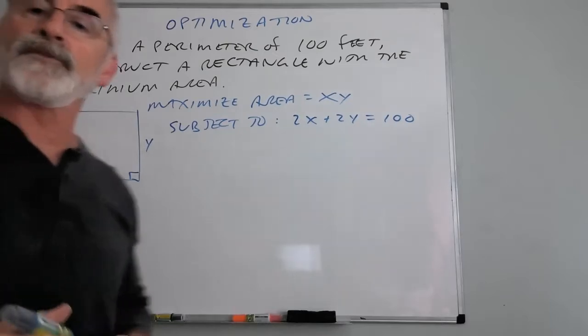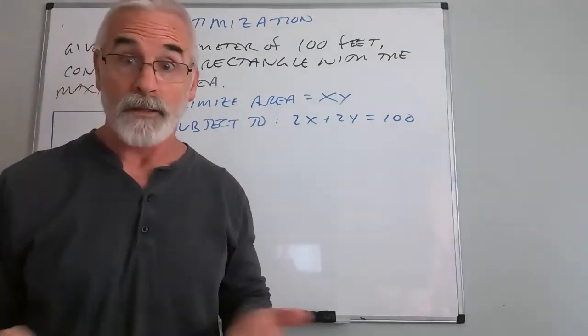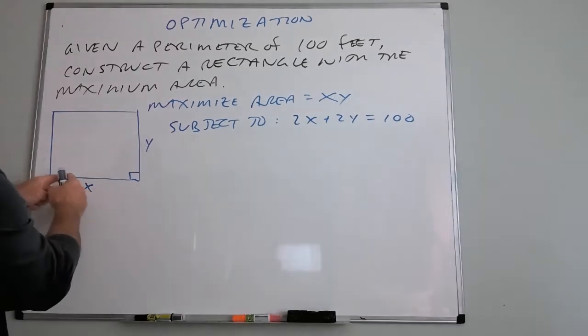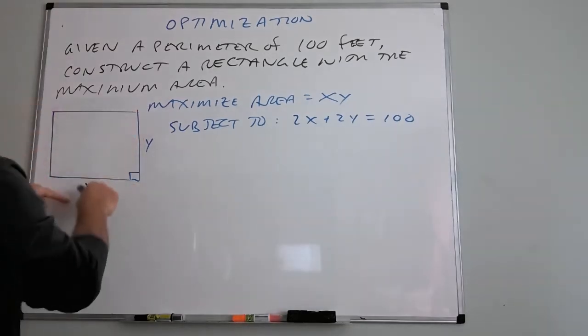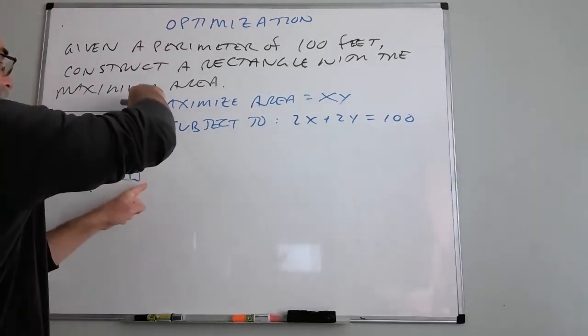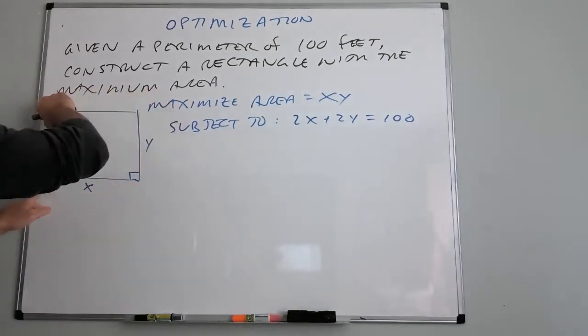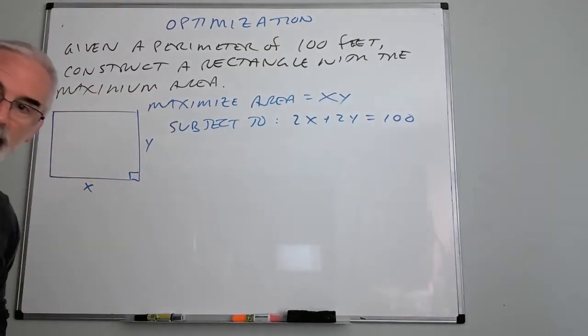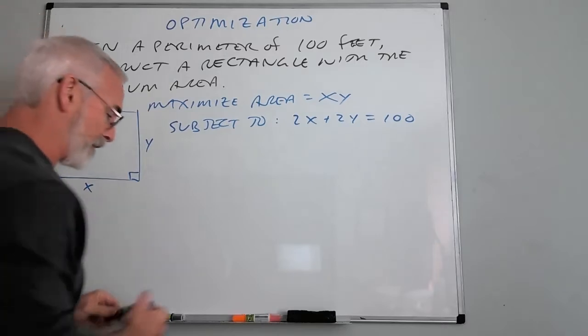Now, are there any constraints on either x or y? Yes, because I only have 100 feet of fence. If I chose to use all of it for these two sides, each one could only be 50. Same thing, if I chose to use all of it for these two sides, each one could only be 50. And I cannot have a negative value. Okay, so we'll get to that in a moment.